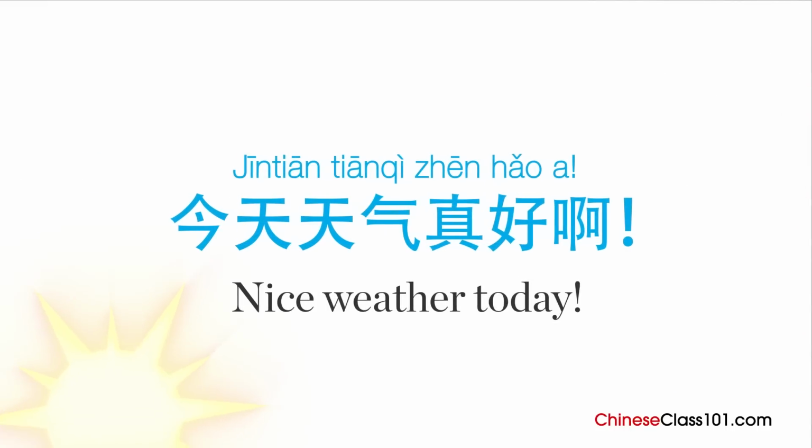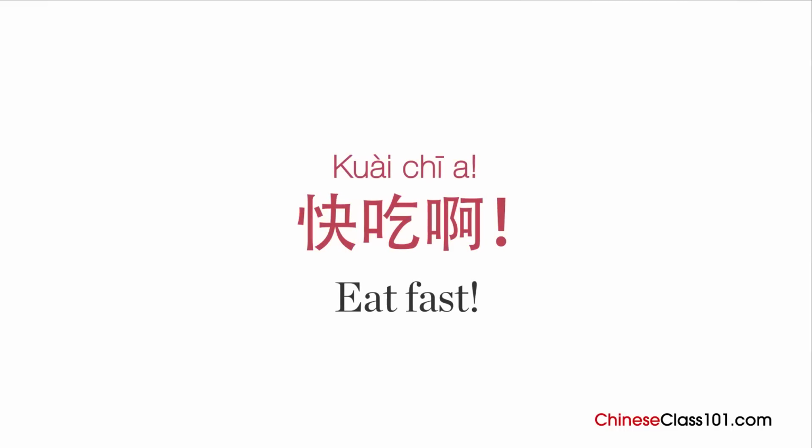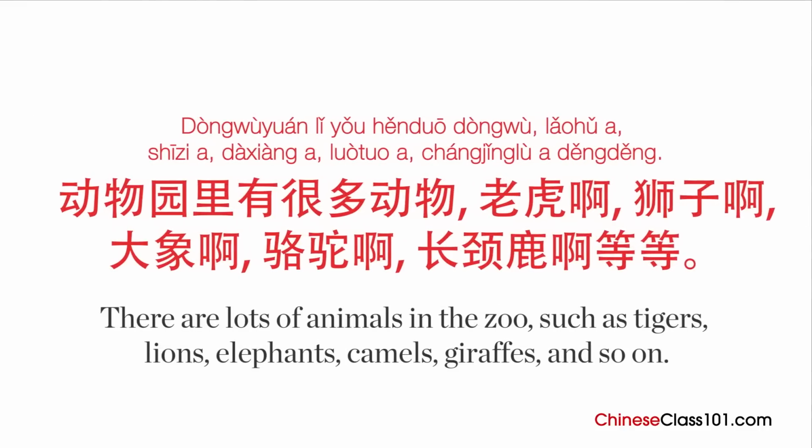今天天气真好啊. It's an exclamation. We use ah to emphasize the fact that the weather is really very nice. 快吃啊 is an imperative. You will often hear parents say that to their kids to make them hurry up and eat their food. Here's another example of how to use ah.